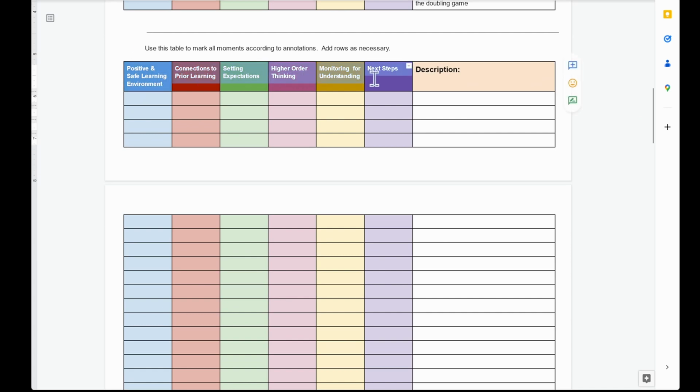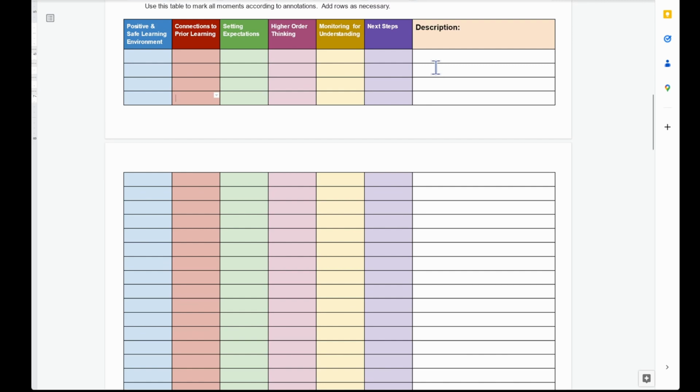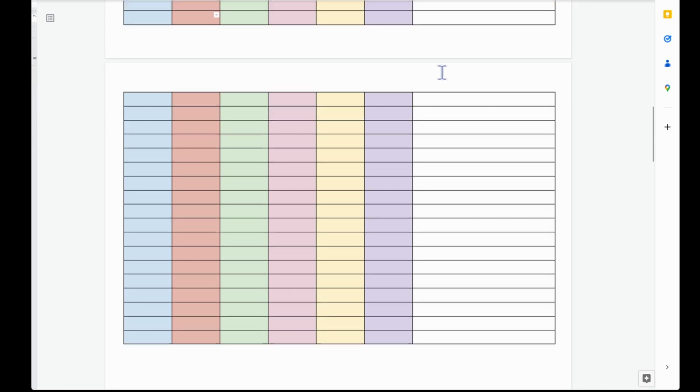Here are the 5 elements. You put in times when something happens, again and again and again. You can add as many more rows as you want. Give a little description, because that description is going to be what you use in your write-up with the annotation.